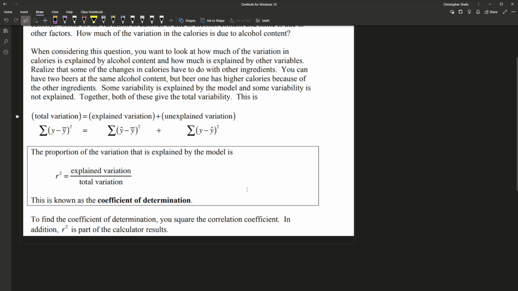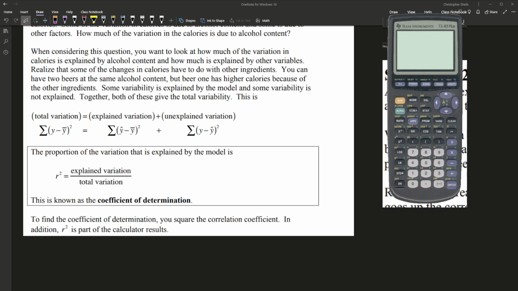In addition, r squared is actually just part of your calculator results. If we look at our calculator and the results that we got from this, notice that it actually tells us the r squared during this LinReg t-test. This is pretty convenient.